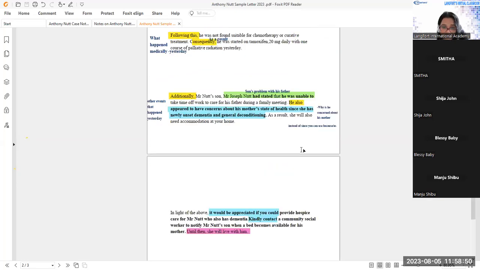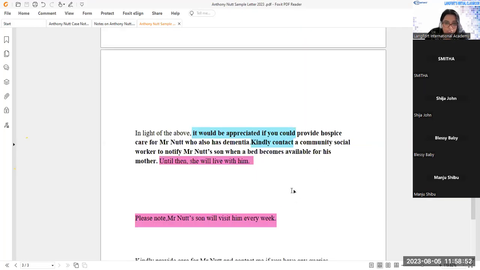Okay, now let's look at the last paragraph. I want your full attention. Okay, Shija, can you read the last paragraph for me, please? Yes. In light of the above, it would be appreciated if you could provide hospice care for Mr. Nutt, who also has dementia. Kindly contact a community social worker to notify Mr. Nutt's son when a bed becomes available for his mother. Until then, she must live with him. She will live with him.